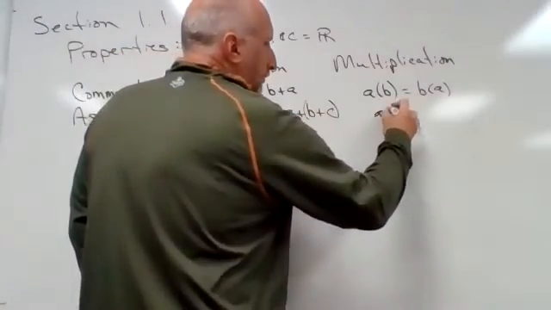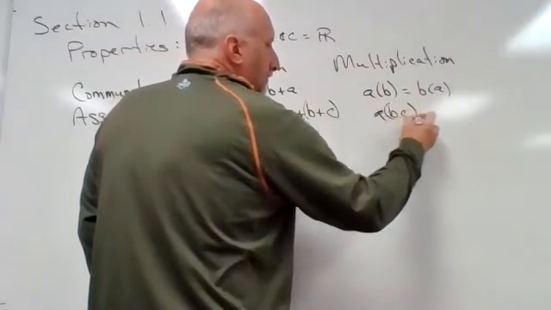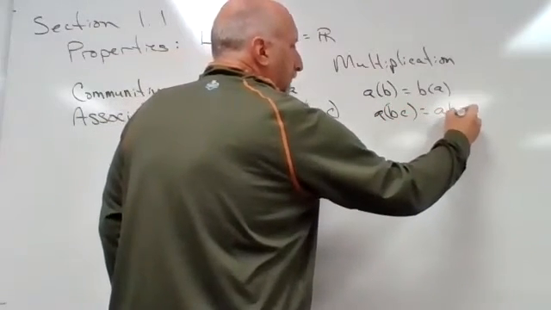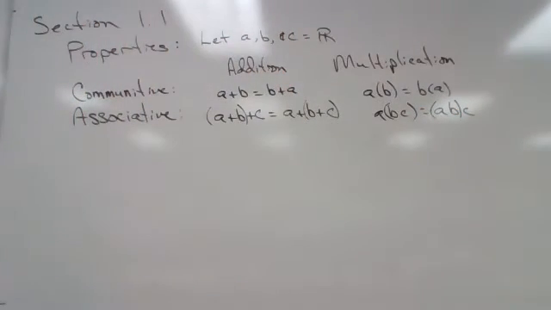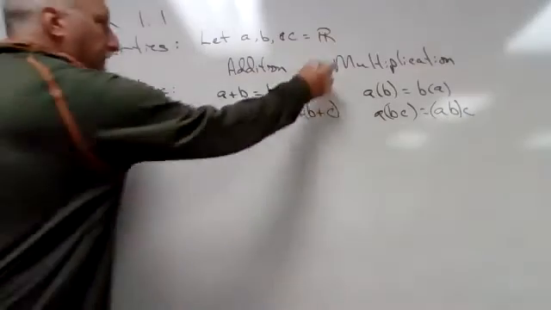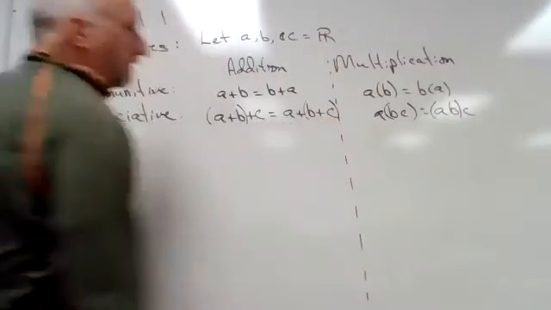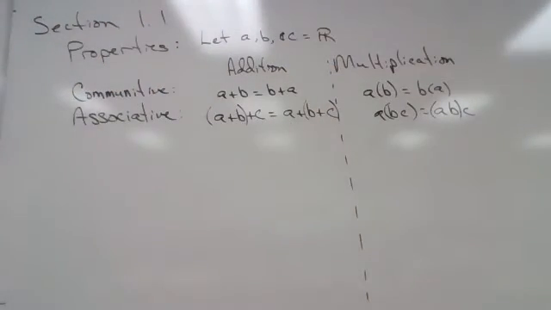And of course, with multiplying, it's the same principle. It does not matter what group of numbers you multiply together first. Okay, that's called the associative property. You get the same answer.